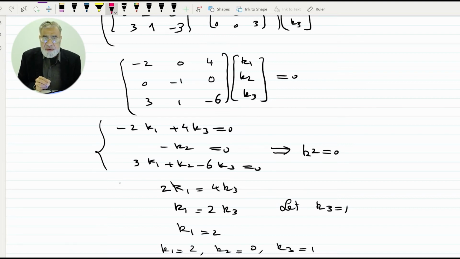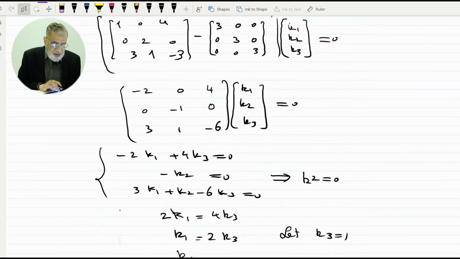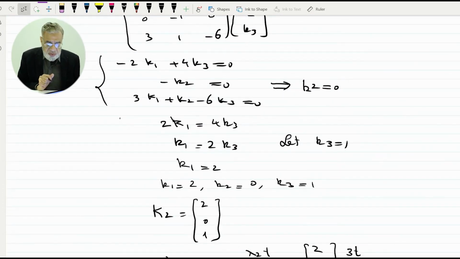I take a value of k3. I can take k3, or I can take k1. We can take any one of the unknowns. So take k3 equal to 1, which gives me the value of k1 equal to 2. So when lambda is equal to 3, I get k1 equal to 2, k2 equal to 0, and k3 equal to 1.